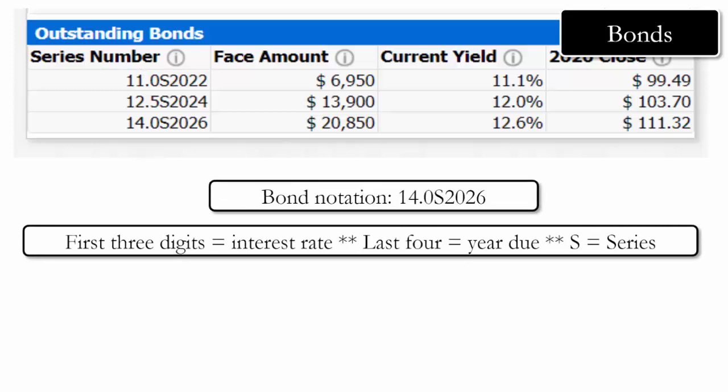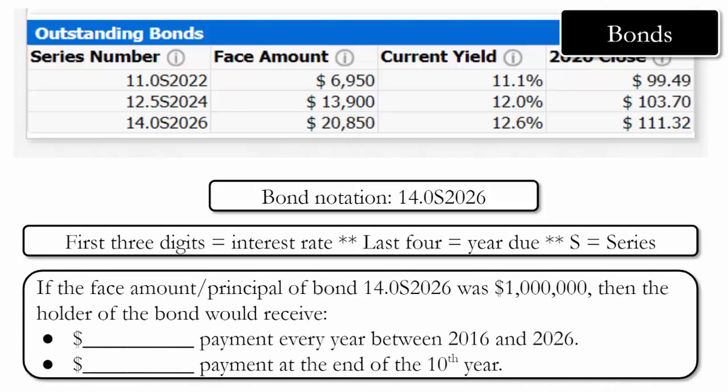The first 3 digits are the interest rate. The S stands for series, and the last 4 digits are the year in which the bond is due. Remember that all bonds are 10-year notes. I recommend that you pause the video and try to complete the blanks here.